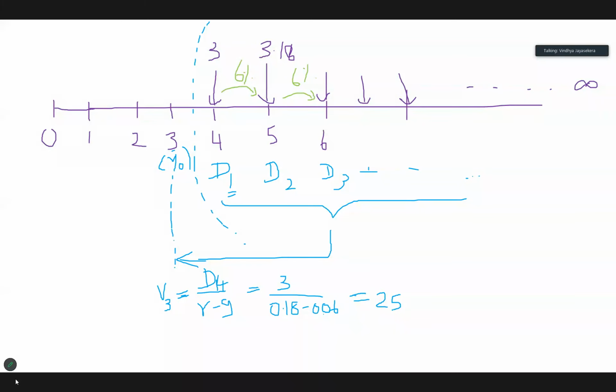So now what's the next step that I have to do? I have to find the value of my share today. So what do I have to do?